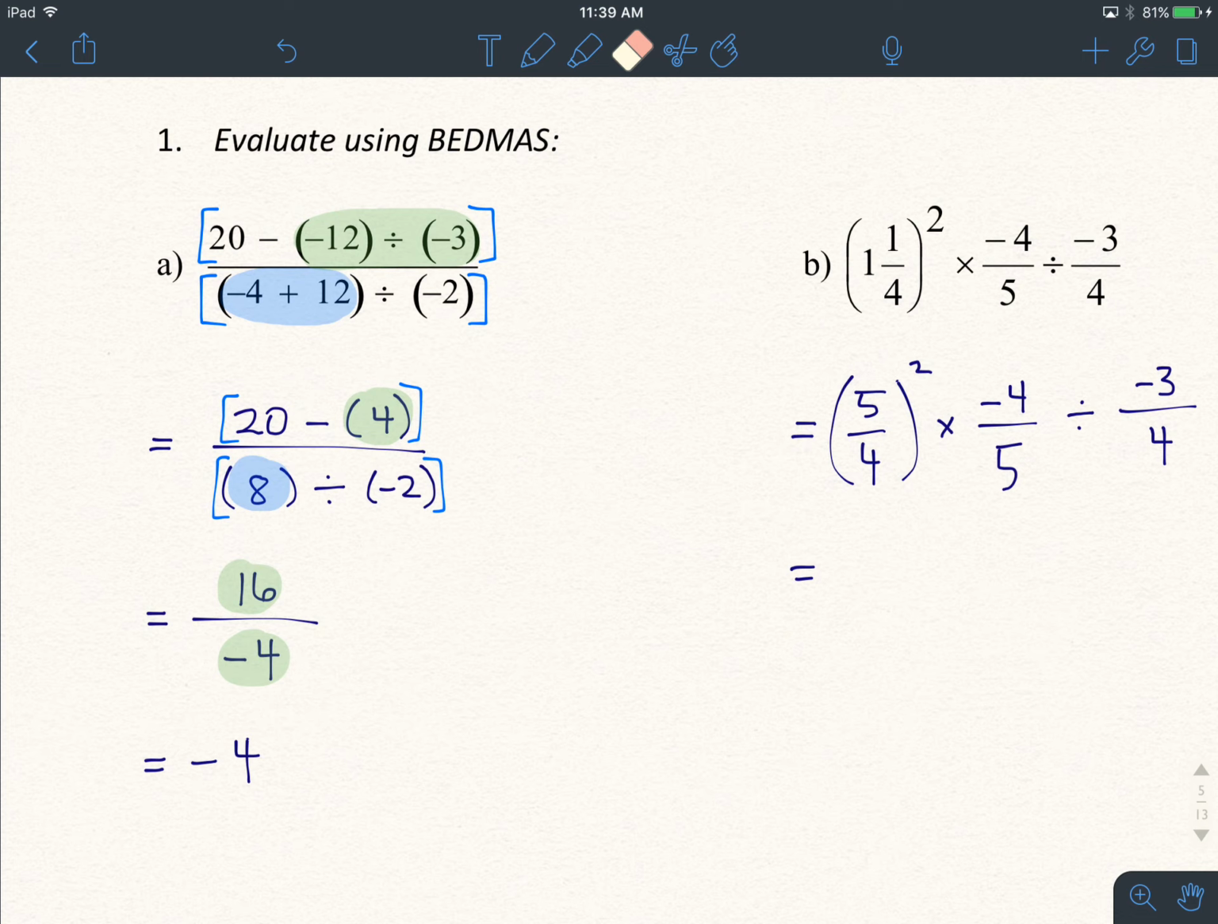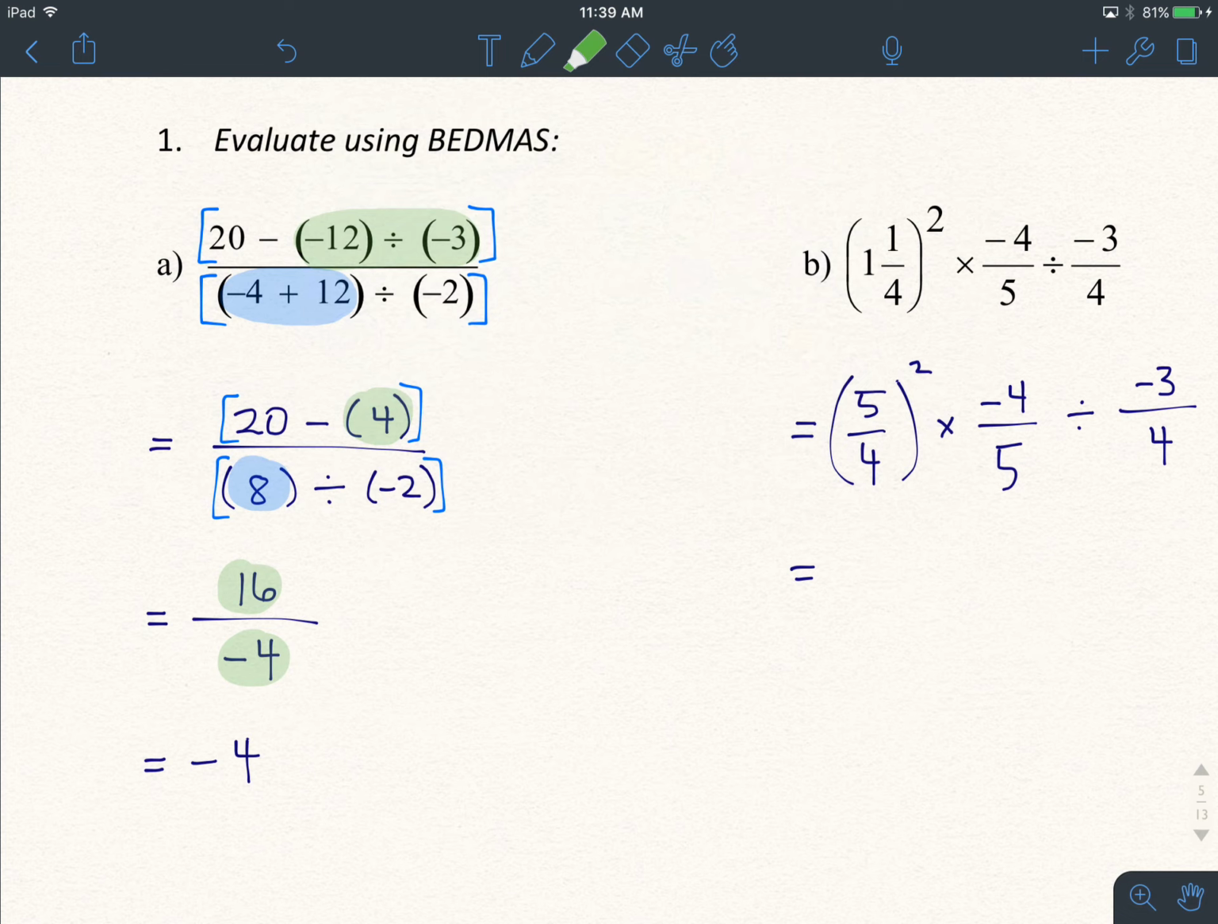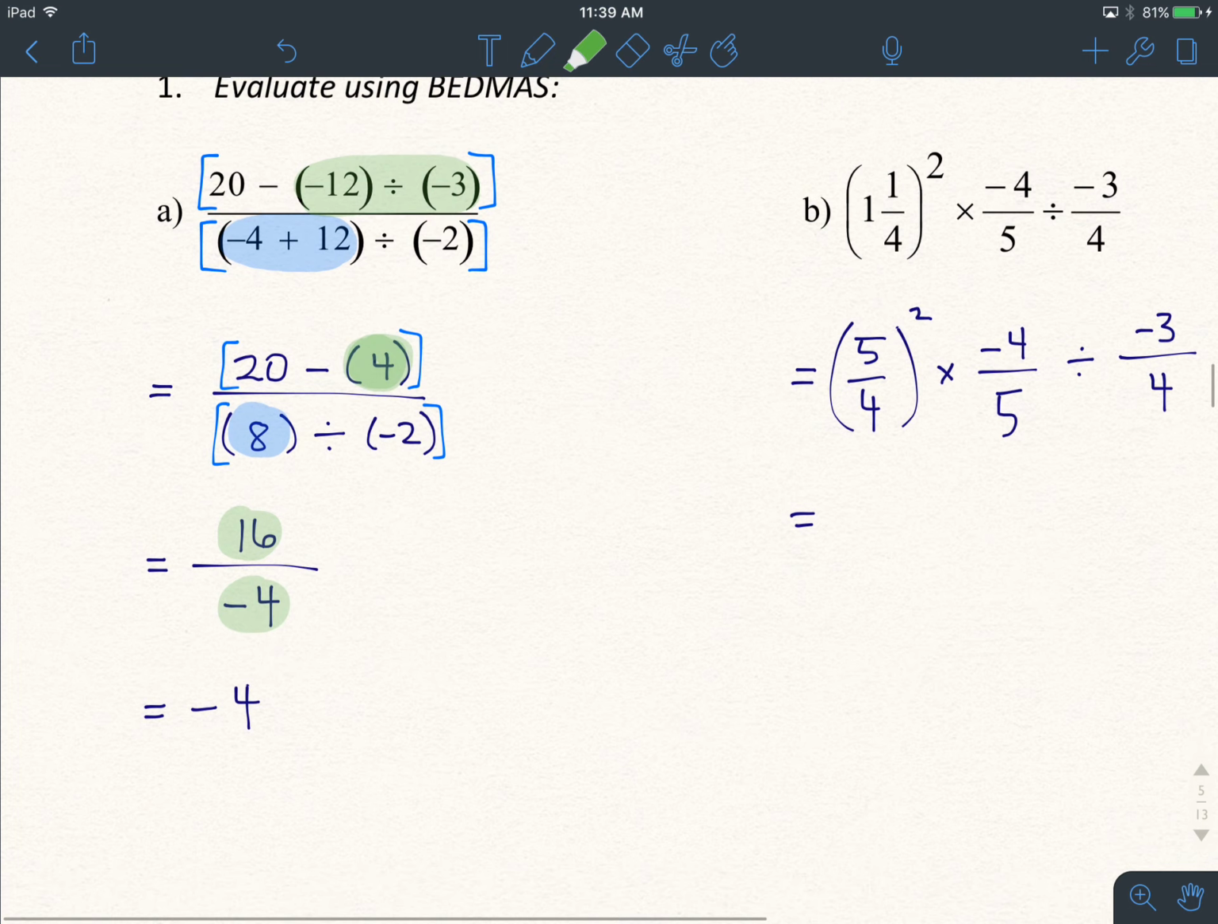We don't have any other brackets in the numerator. We have no exponents, but we do have division. So what you have is negative 12 divided by negative 3, and that's where you get this positive 4 from. So negative 12 divided by negative 3 gives you positive 4. So 20 minus 4 is our worked-through numerator, not quite finished yet. In the denominator, we actually have a set of brackets, negative 4 plus 12, and that's going to give us positive 8, and that's what's sitting right here.